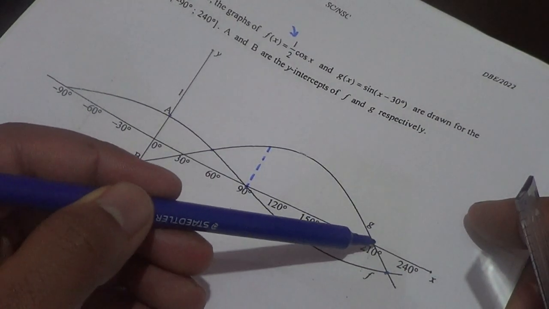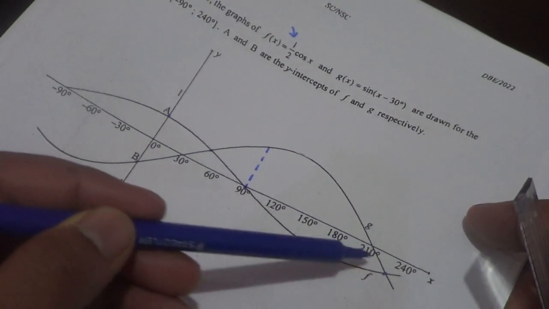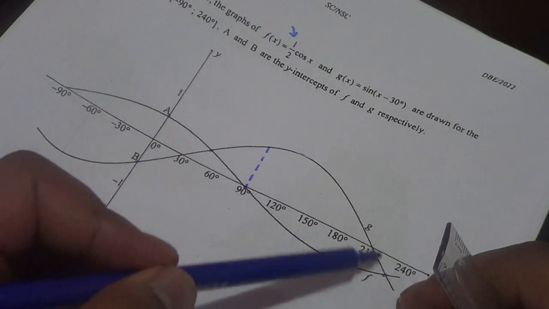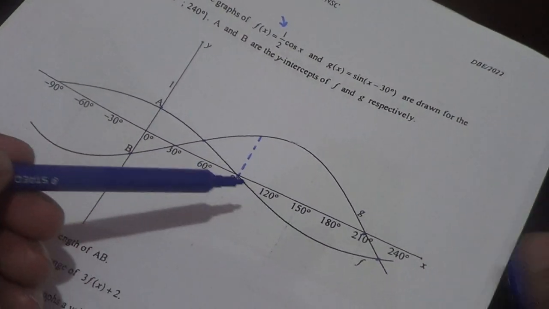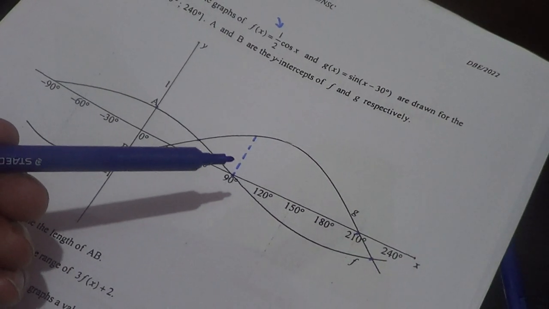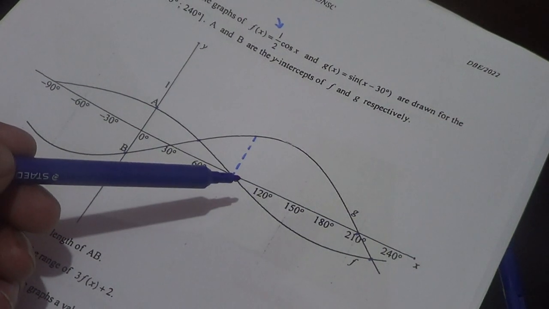So you want either this situation where this is 0 and then this is something. Maybe it will work. Or that. So either 210 or 90. Let's just check the 210 and see if it doesn't do the same thing. 210 minus 30.